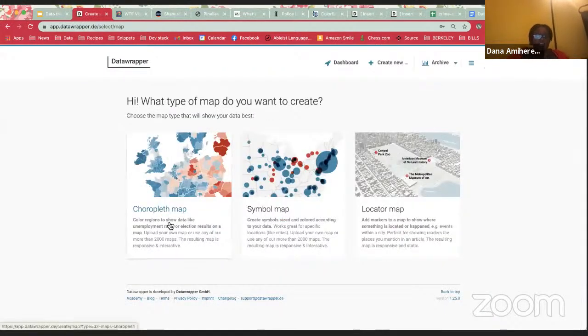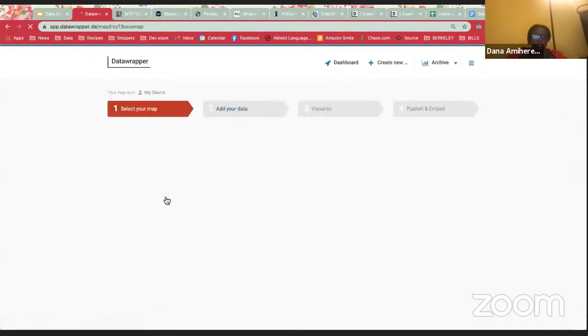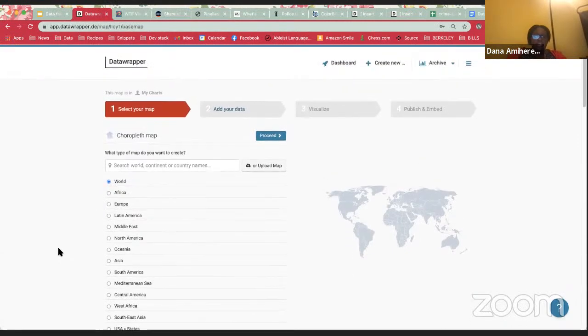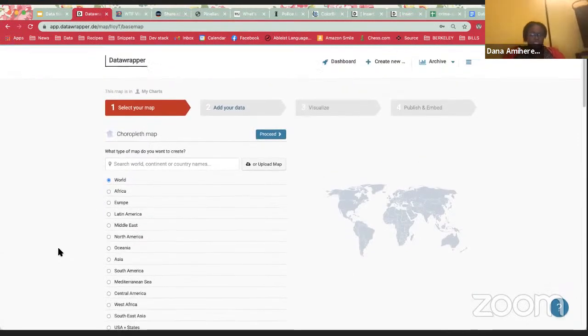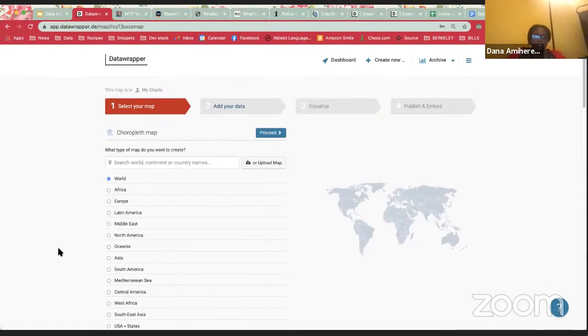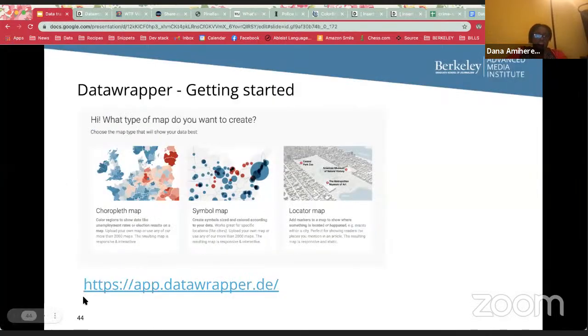What you see here is my library of stuff I've already done. And you're going to want to say you're going to create a choropleth map. That's what you're going to want to start with. And you should land on a screen like this. If you don't, it means that you're not logged in or something went wrong. Okay. So in case anybody needs a chance to catch up for a second, I'm going to go over to our data and show you what that's all about. So let me go back to our slides for a second.